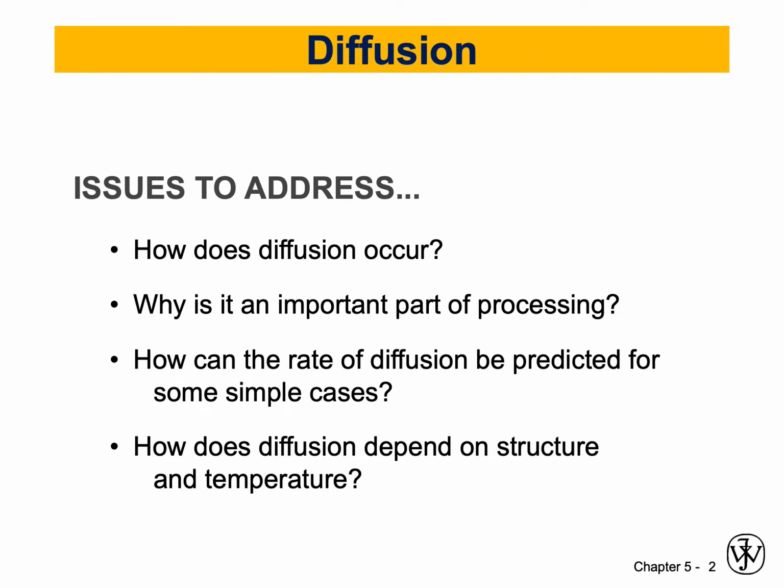And also, we're going to learn about the rate of diffusion and how the rate of diffusion can be predicted for some simple cases. And we will show and explain a couple of very simple examples about how we can identify the rate of diffusion and why it's important, and how we can use simple formulas to calculate key parameters of diffusion. And also we're going to discuss how diffusion depends on structure and temperature.